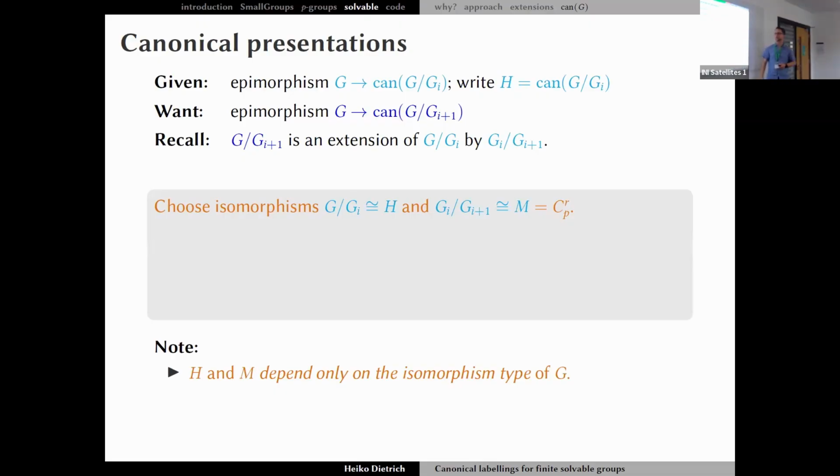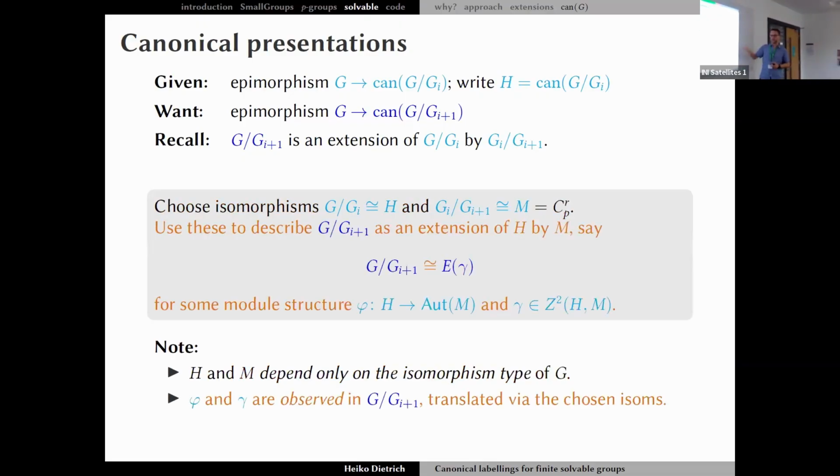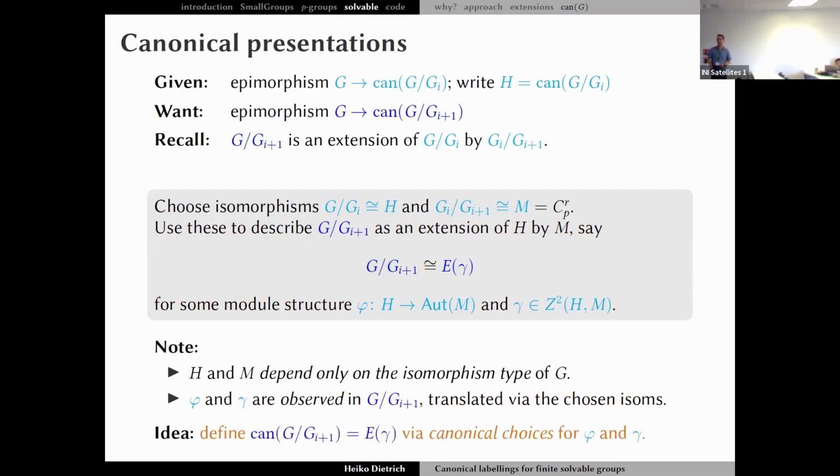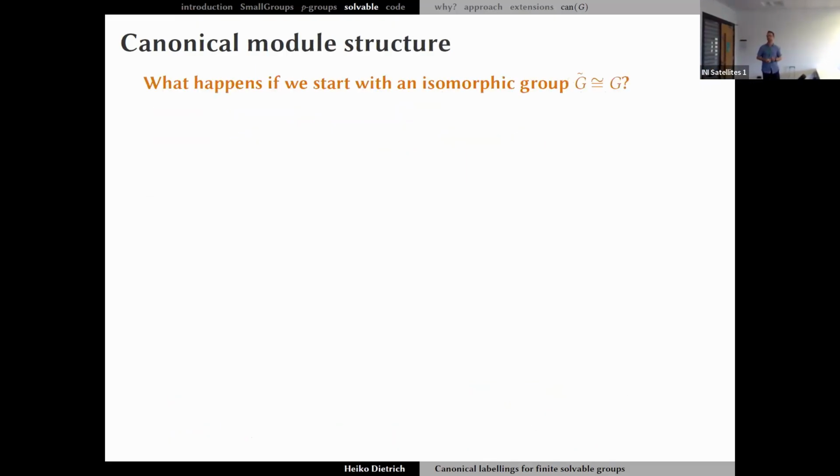That's canonical. And then we use these isomorphisms to describe the next quotient as an extension of H by M with respect to some module structure and some cocycle. And this module structure and cocycle is what we observe basically in the given group. Yeah, we just read it off. So we observe this. Now the question is, can we somehow modify the module structure and the cocycle to make it canonical? That's the idea.